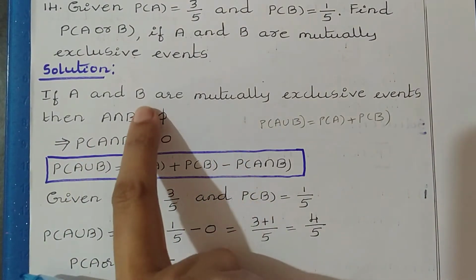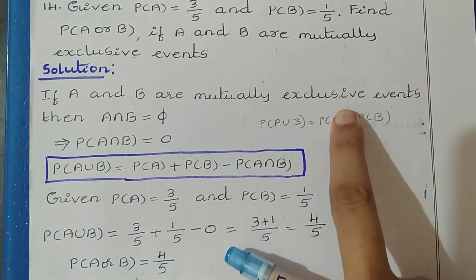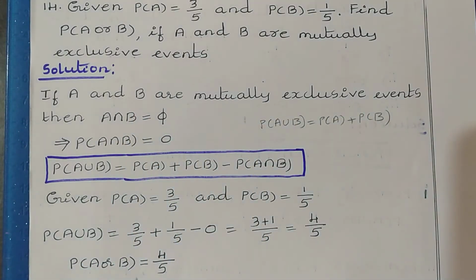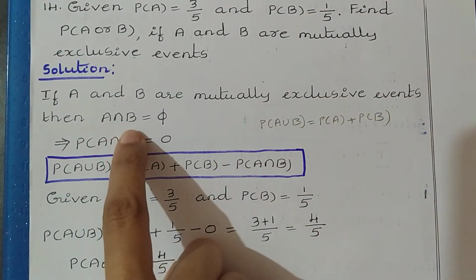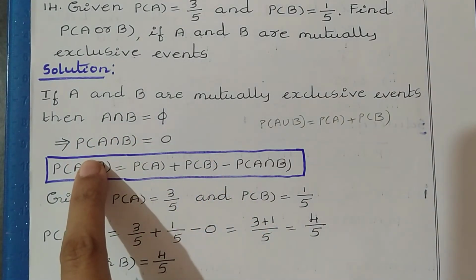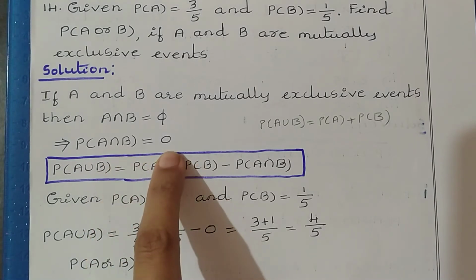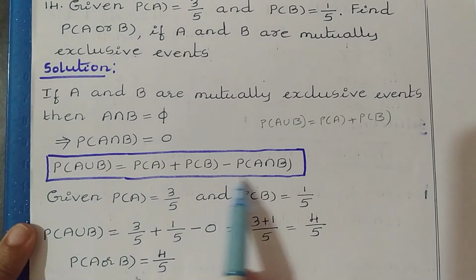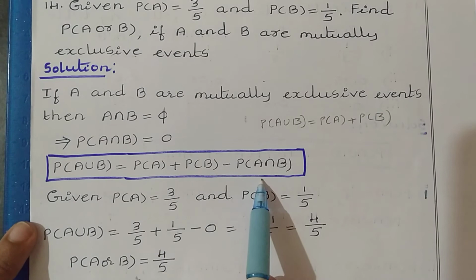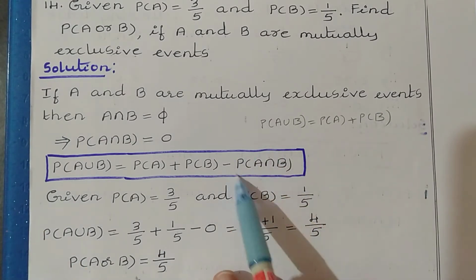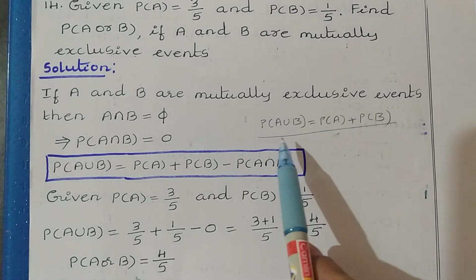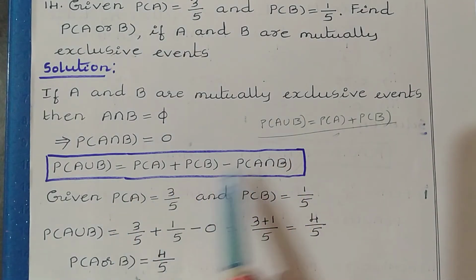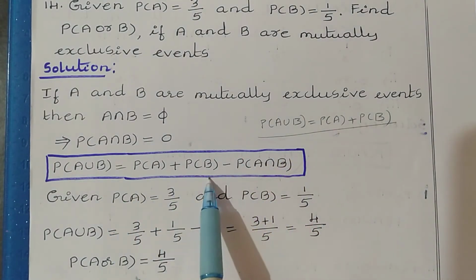Because as they have given A and B are mutually exclusive, there is no common outcome between the events A and B. So A intersection B is null. That means probability of A intersection B is 0 here. So instead of writing this whole thing, you can make the modification in the formula, or you can write this as 0, or you can directly write this formula. That is probability of A union B is equal to probability of A plus probability of B.